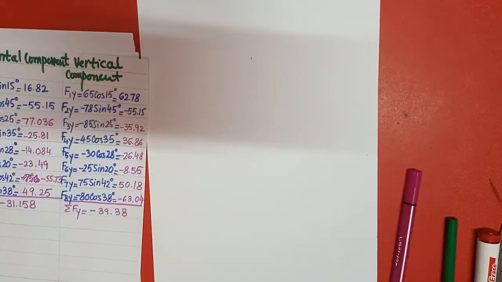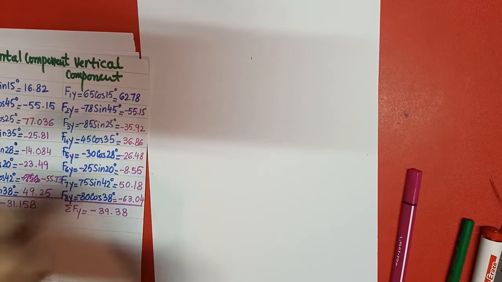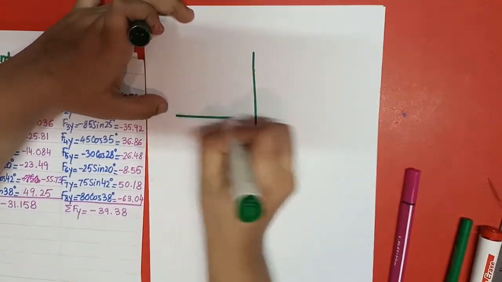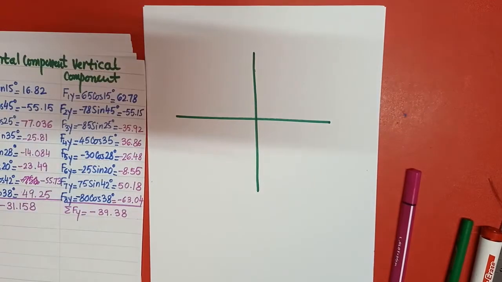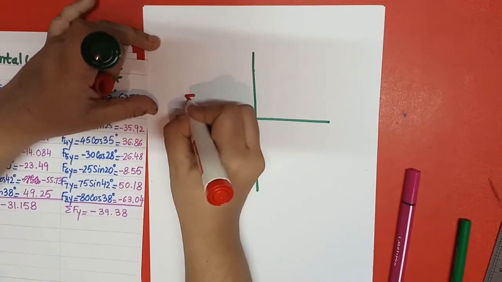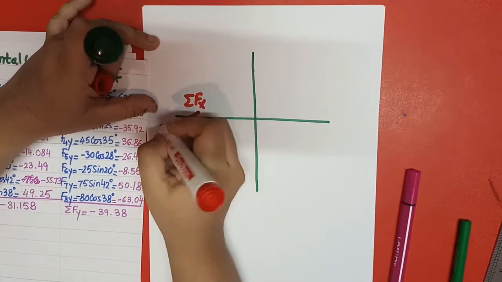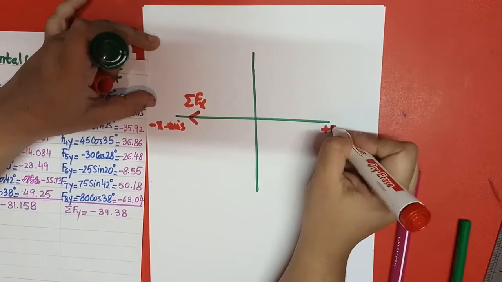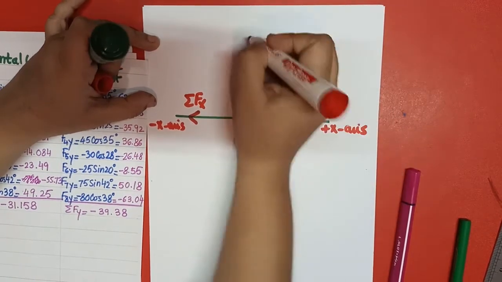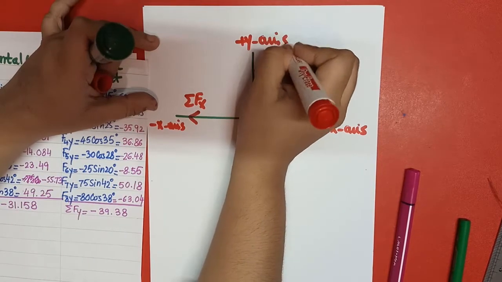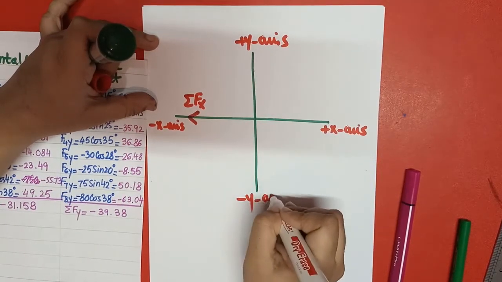So the next step will be what? Both the summations are negative. Both the forces are negative. So where does it lie? The summation of fx should be here because it is negative. So this is the negative x-axis. This is the positive x-axis. This one is the positive y-axis. This one is the negative y-axis.